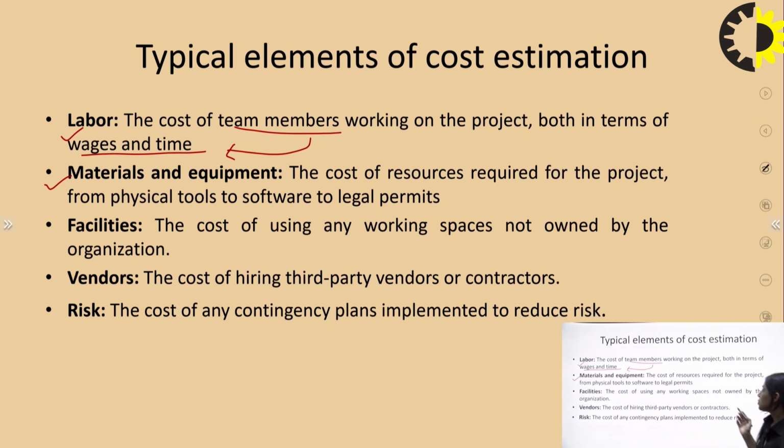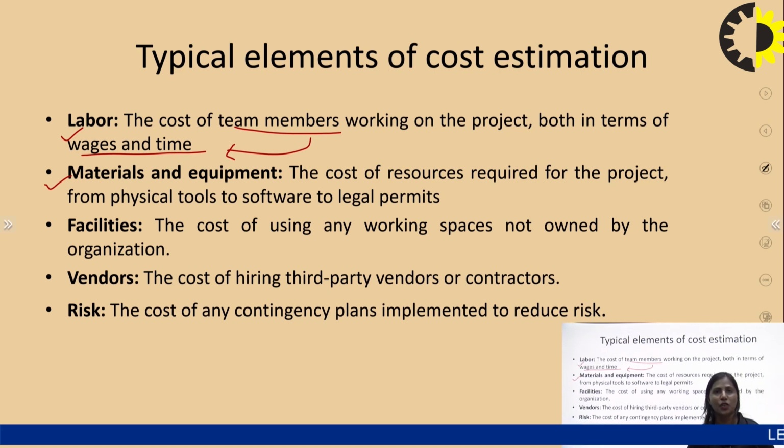The cost of the resources required for the project, from physical tools to software to legal permits, means whatever resources are required, whether it is hardware, a physical tool, or a software tool. In the case of software tools, we require different prices, and for the legal permits, means if we are doing production, until the legal permit is obtained, production is not allowed, so we calculate that particular amount of cost. Then the next typical element of cost estimation is the facilities.